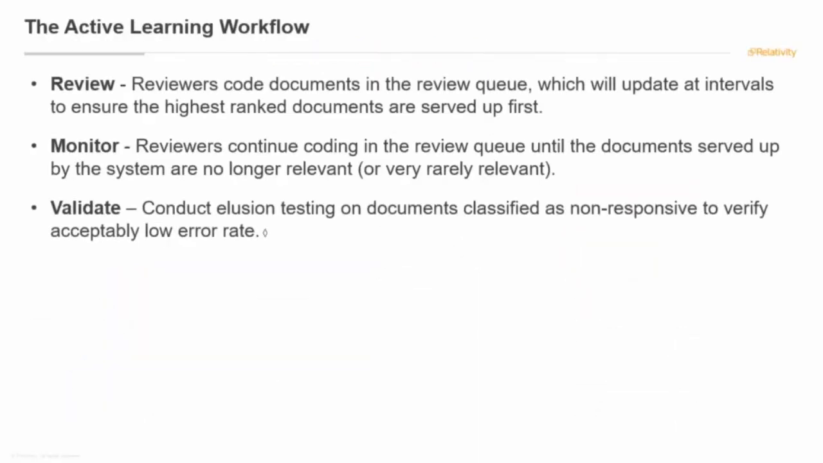So the overall workflow: we're reviewing, the admin is monitoring how things are going, and at some point, there's a finite number of responsive documents. At some point, you're going to start running dry, and you're going to stop seeing responsive documents. At that point, you might want to kick it over into validation mode, which is where you conduct your elusion testing to determine whether the documents we haven't looked at yet have much in them that's worth looking at or not. And we do this with a random sample.